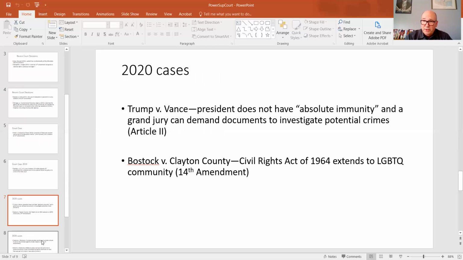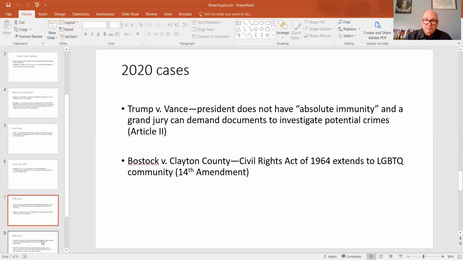Which brings us to this year and some of the important cases that we can see here. So dealing with the presidency, Article 2, Trump v. Vance, and Vance is a district attorney in New York. And in this case, we can see here the president does not have absolute immunity, and a grand jury can demand documents to investigate potential crimes. So this was an attempt at asking to what degree can a president be investigated while the president is in office? And that's been an ongoing question.